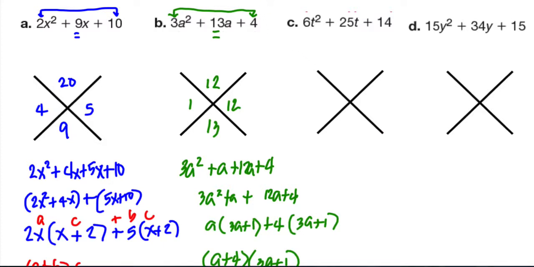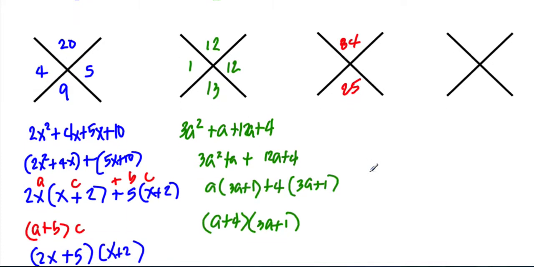Let's do letter C. In letter C, again, we multiply the coefficient of your quadratic term times the constant. And 6 times 14 would be 84. And you want to get the coefficient of your linear term, which is 25 right over here. So you want to find the factors of 84 which will have a sum of 25.